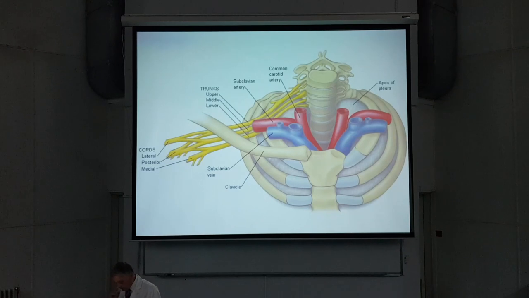Here is a superior view of what is called the thoracic inlet. This area here is the apex of the lung, covered by a fibrous membrane called the cupula. Now, one of the tumors of the lung is a tumor of the apex called Pancoast tumor. The brachial plexus sits on the tip, the apex of the lung. It can be affected by this tumor.